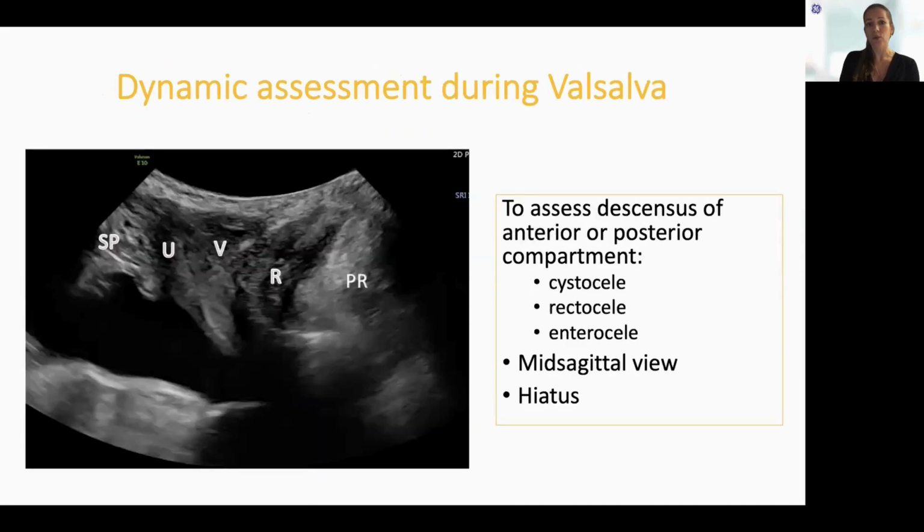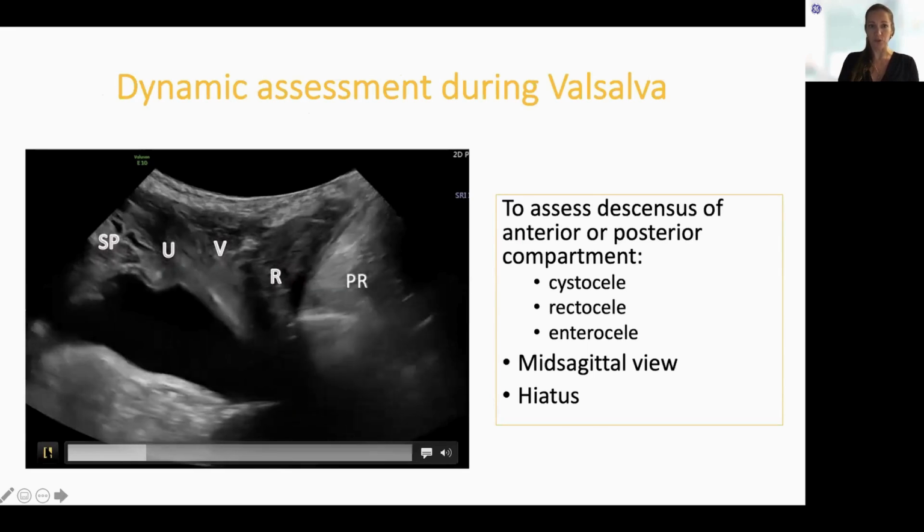We can also assess pelvic floor during Valsalva when we ask women to push. In that case, we can assess the anterior or posterior compartment with regard to cystocele, rectocele, or enterocele. And here again, it's very important that we have the mid-sagittal view. And then we ask women to push.